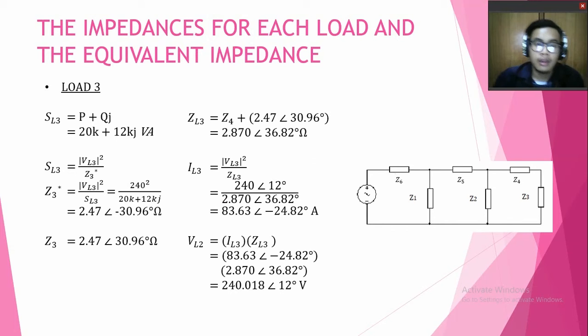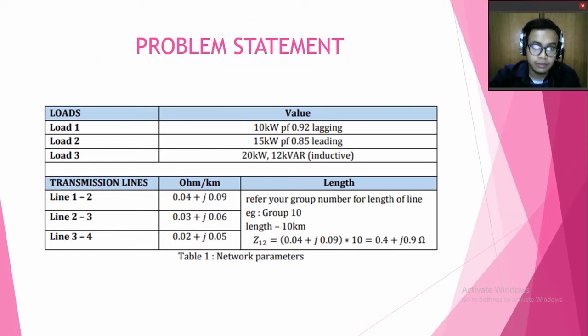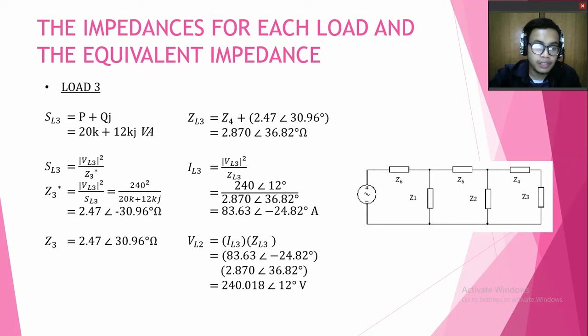The impedance for each load and the equivalent impedance. We start with load 3. Okay, for the first step, we must find the real power of load 3. The real power is the sum of apparent power plus reactive power. The apparent power and reactive power are given in the table. You can see it, 200 kW and 12 kVAR. So we just add them to get the real power at load 3.